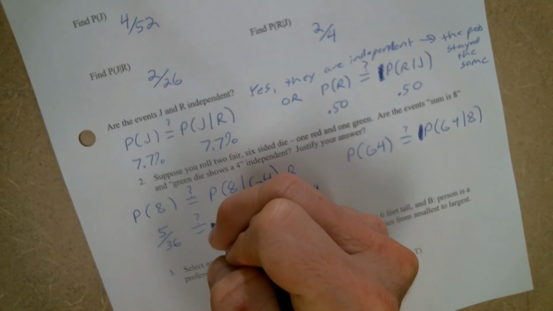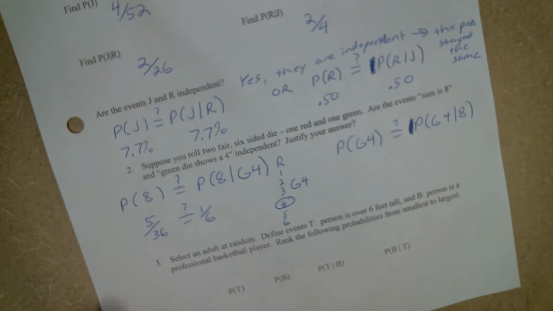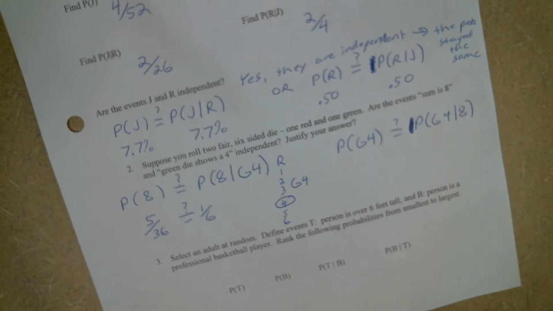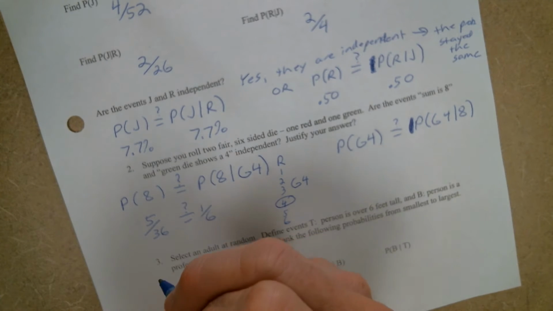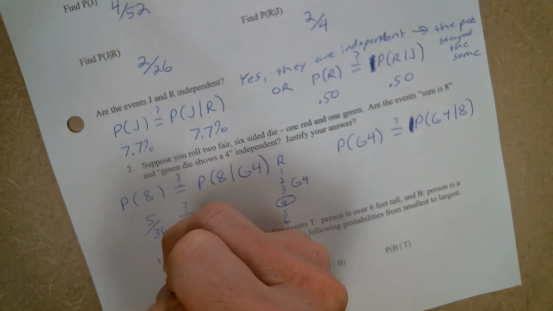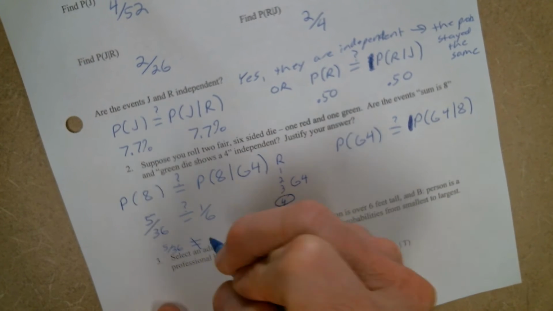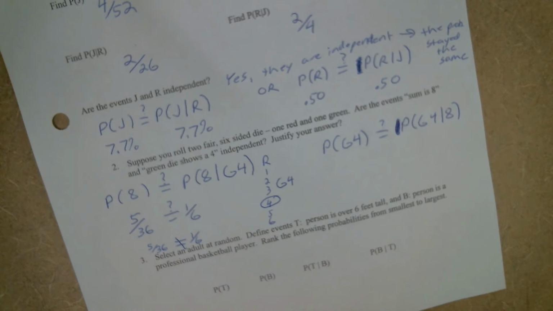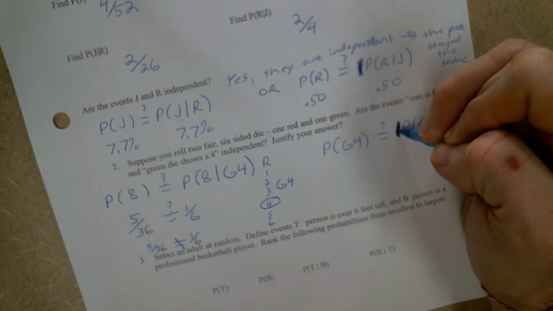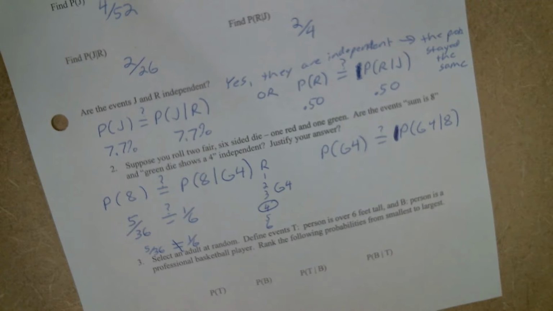So we're asking ourselves, is 5 out of 36 the same as 1 out of 6? And in this case, they are not. All right, so 5 out of 36 does not equal 1 out of 6, which shows us that these two events are not independent. Now, in theory, we should get the same answer over here. I mean, not the same numbers, but we should come to the same conclusion.